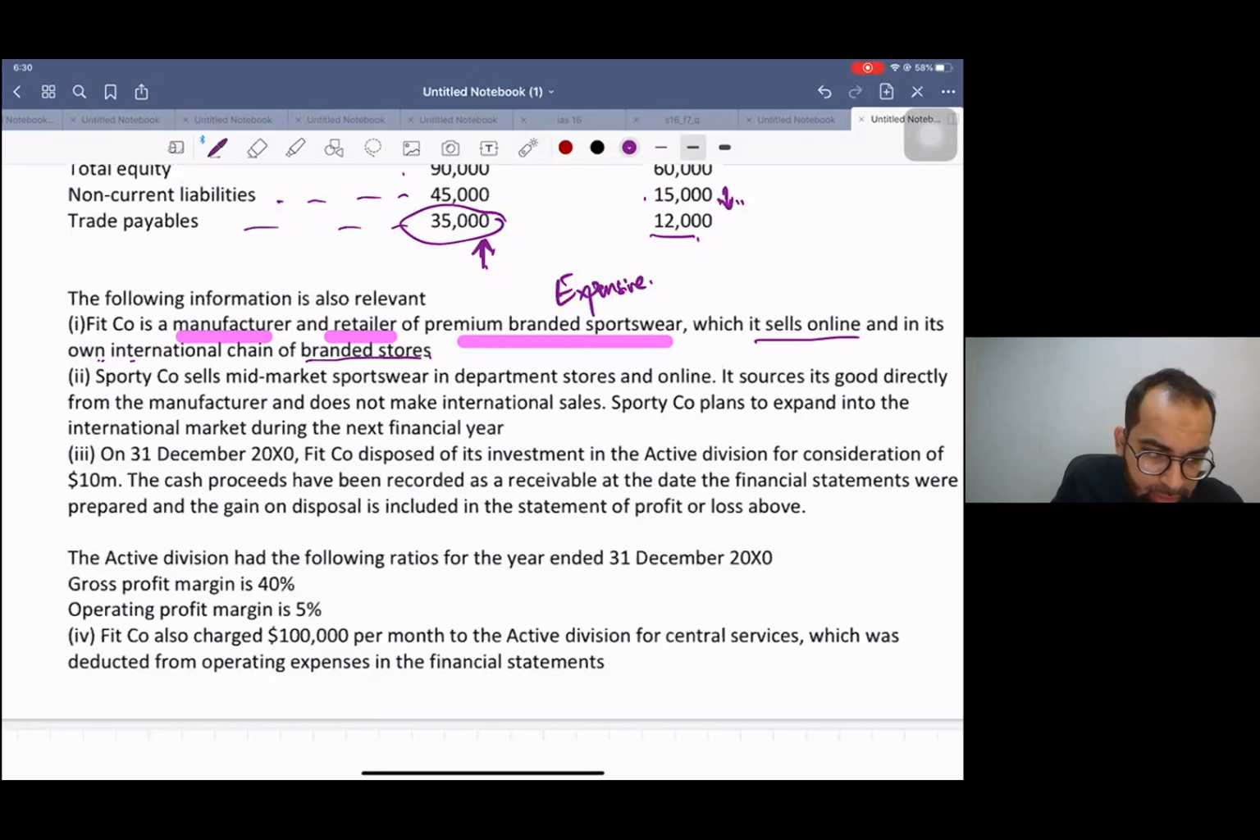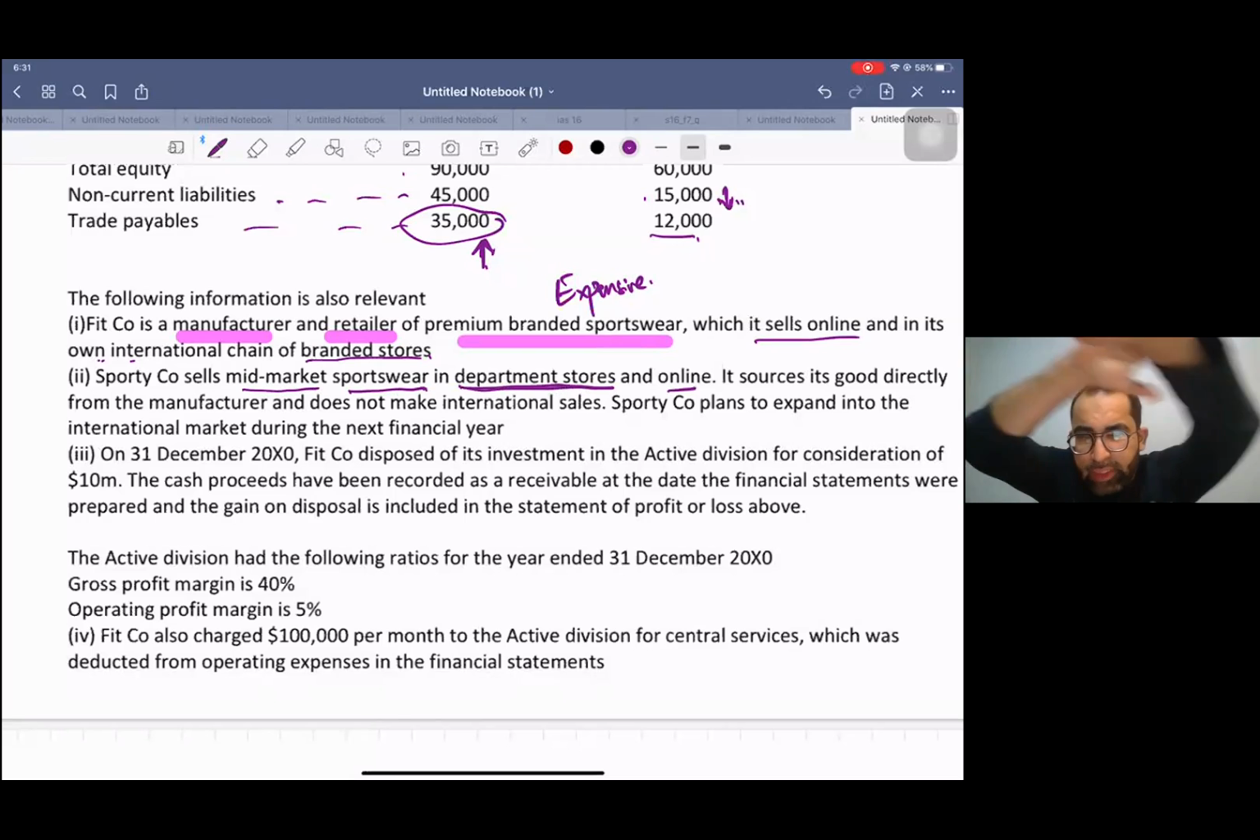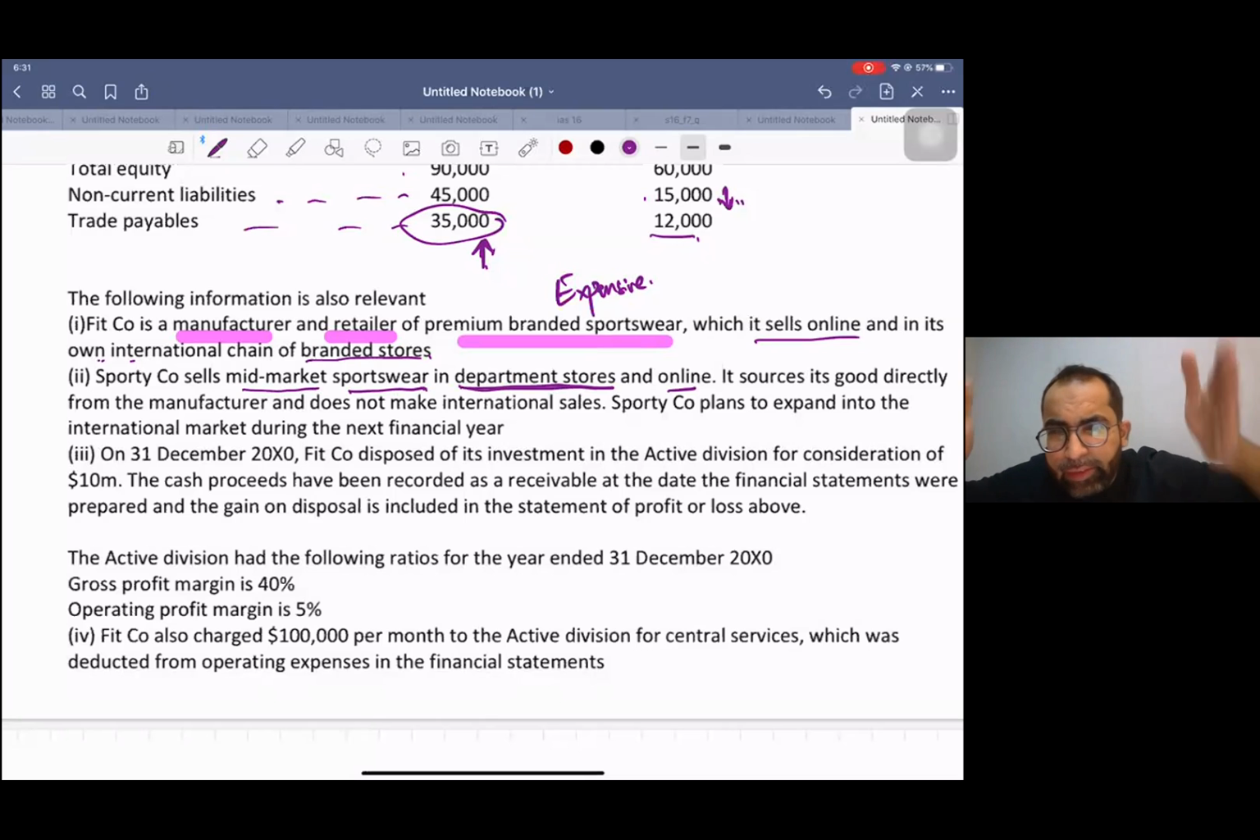Right now, the other company is Sporty company. It sells mid market sportswear in departmental stores and online. See the game. You have seen the big department stores, and there are different racks of different products. So Sporty company, they don't own any shops. They just use departmental stores, and they supply the products to departmental stores so that they can sell. So in this way, their cost structure may be lower. They are not running their own branded stores.